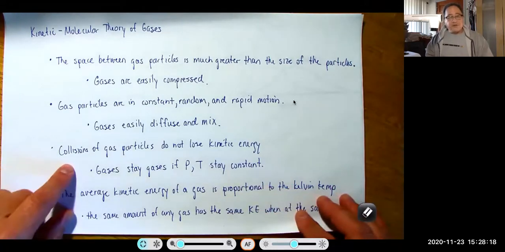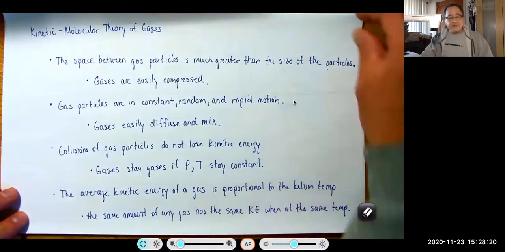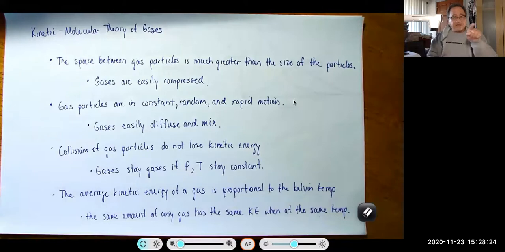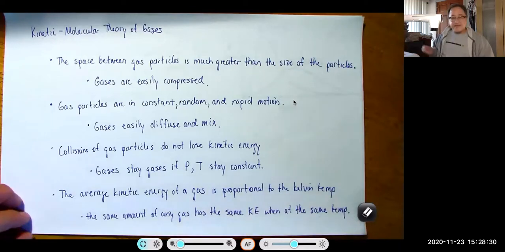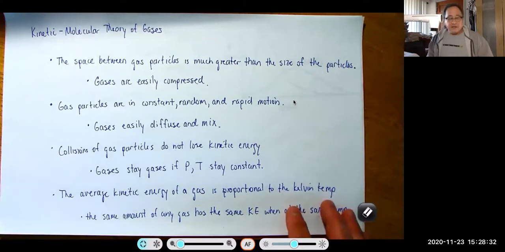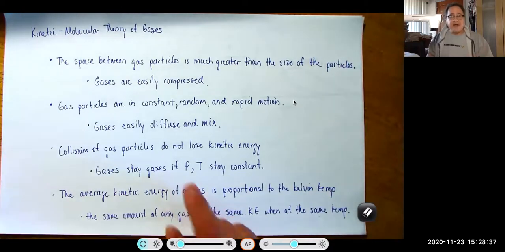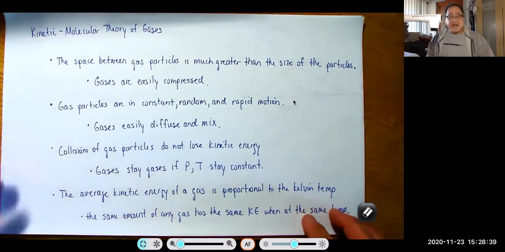Collisions of gas particles do not lose kinetic energy. So this means that when the particles hit one another, or when they hit the side of a container, they don't lose energy. That's what they're saying. And gases behave pretty much that way. The fact of the matter is, if you don't change the pressure or the temperature on a container of gas, the gas is going to stay a gas. However, do they lose energy? And the answer is, well, yeah, they do, but they behave like they don't.